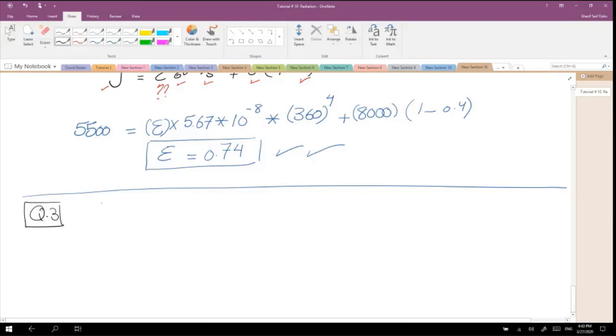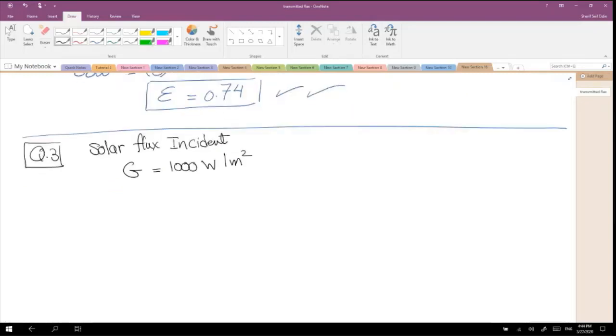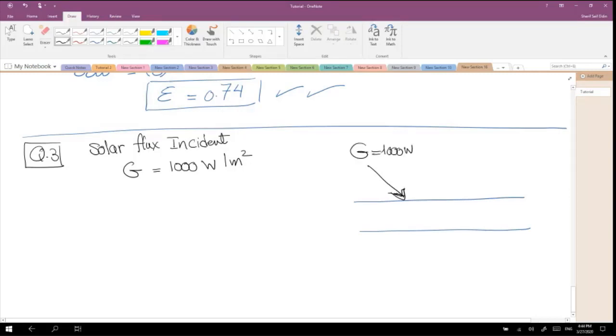So question number 3, we have a solar flux incident to a surface was 1000 watt per meter square. Alright, so the surface we have, the problem statement said that G is coming to the top side, while the other side of the surface is insulated.